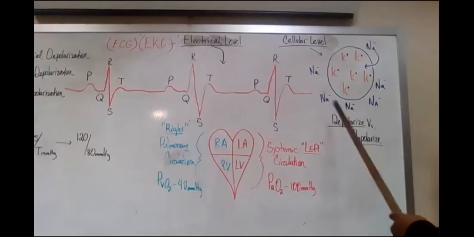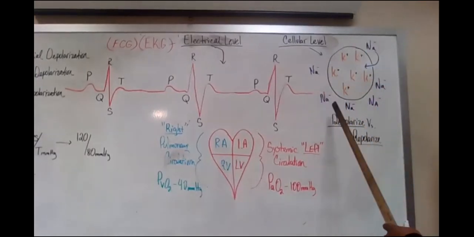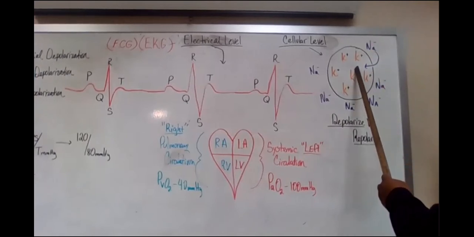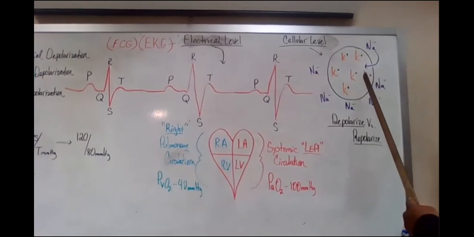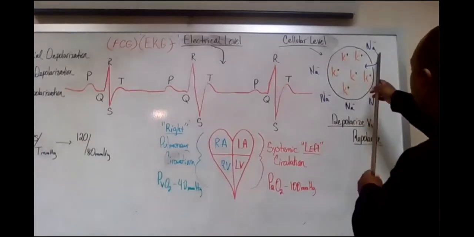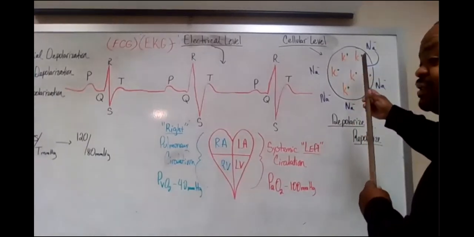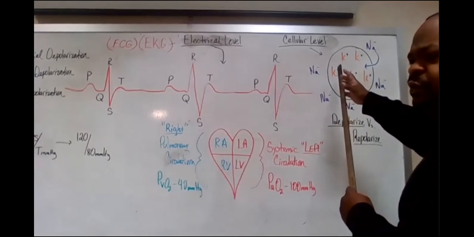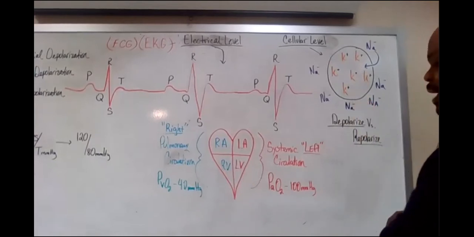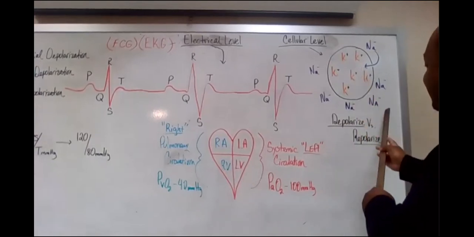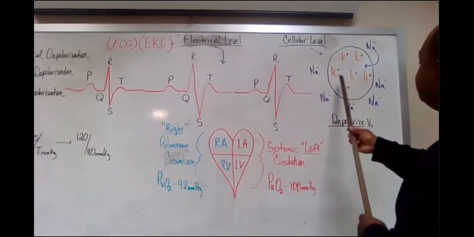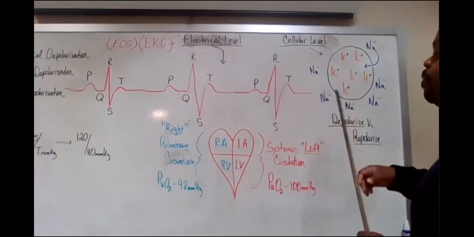And then on the outside of the cell, you have sodium. But what happens is sodium creeps into the cell. And when sodium creeps into the cell, it causes a reaction, and that's called depolarization. When that sodium gets into that potassium-rich cell, the cell says, no, we don't want you in here. So it squeezes and pushes the sodium back out. And when the sodium is back out, then it is relaxed, okay?